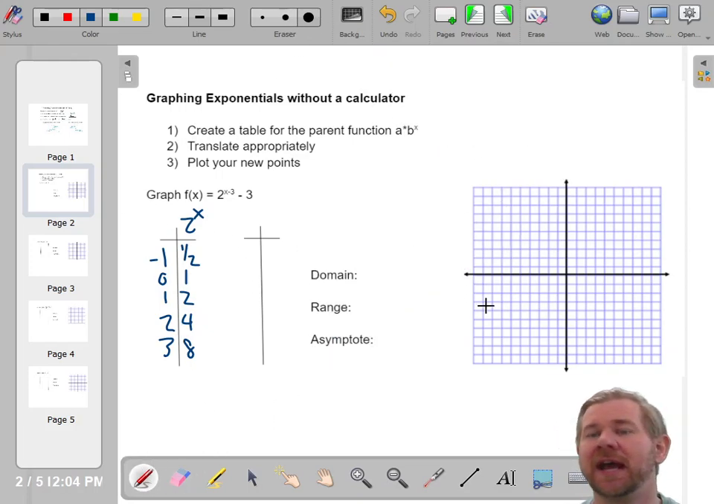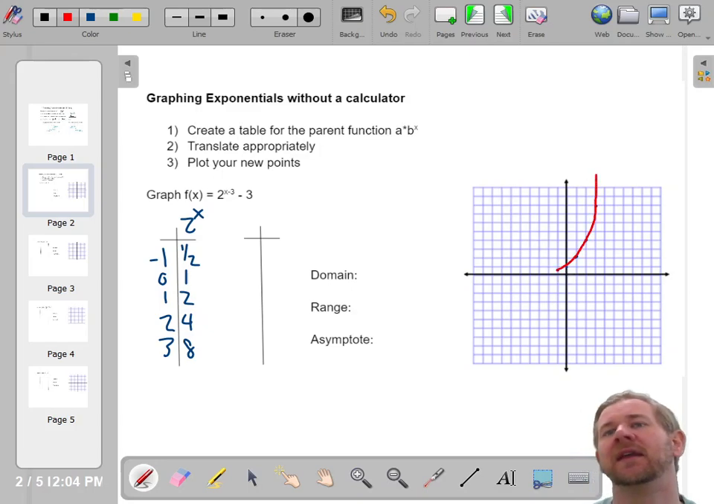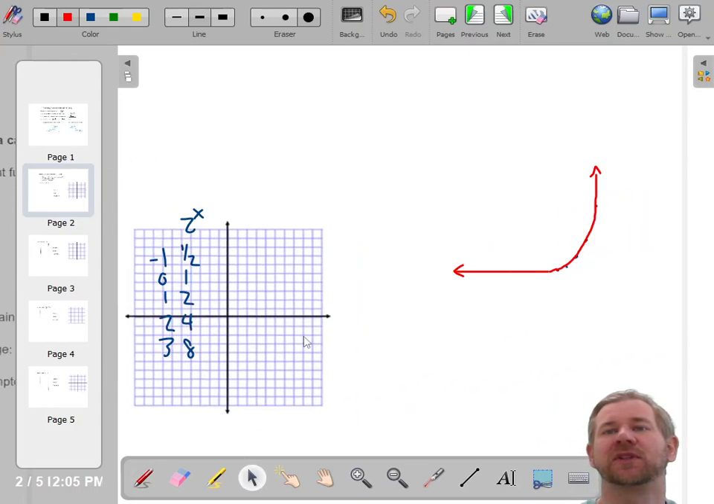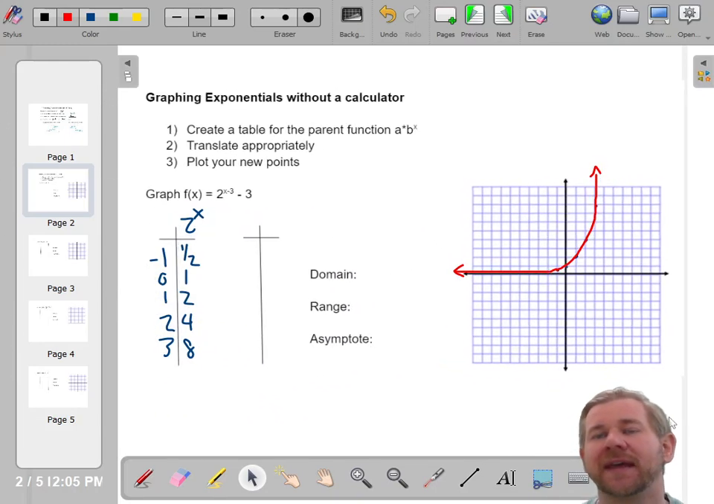That's my parent function. I'm actually going to draw it just to show you. Negative 1 is at 1/2. 0 is at 1. 1 is at 2. 2 is at 4. And 3 is at 8, right there. So it should look something like this. It gets pretty steep. And the thing you need to realize is there is a horizontal asymptote. It will never get smaller than 0, because these fractions and decimals are getting closer and closer to 0, but they'll never be 0. So that's what the function looks like. 0 was at 1. That's the parent function.